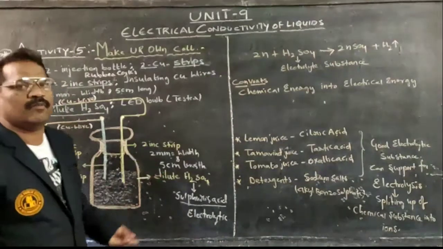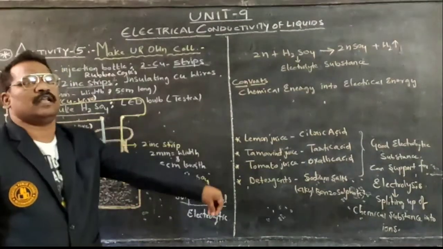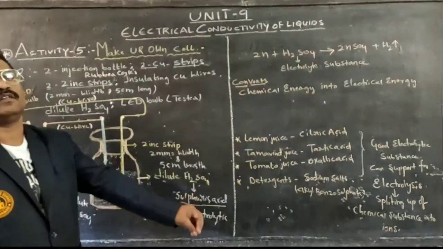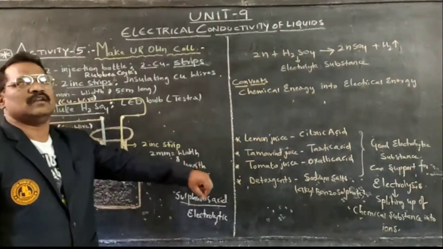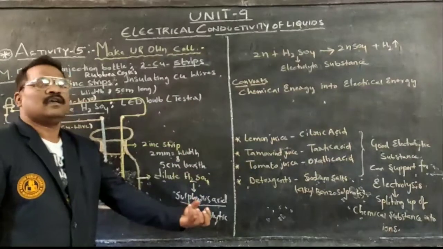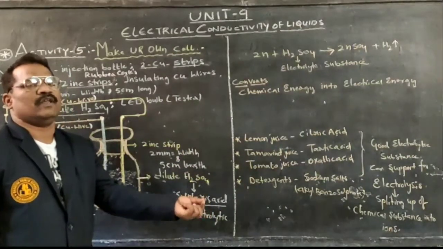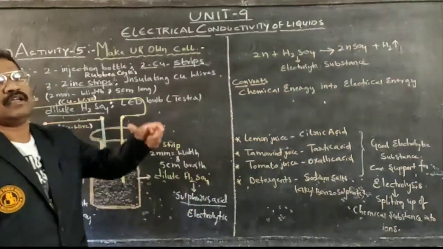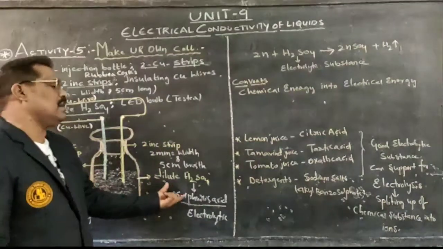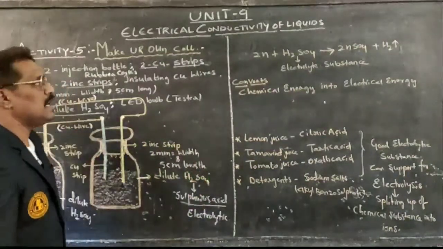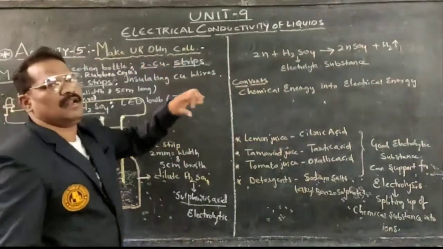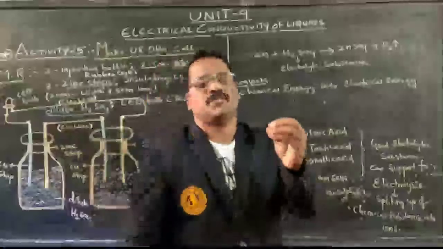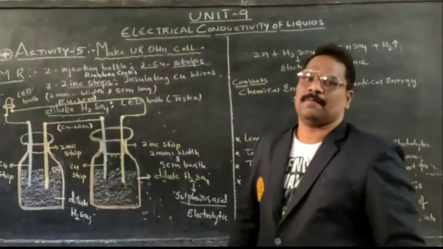What does dilute mean? Dilute means adding some quantity of distilled water to that substance and slowly stirring it. If we add a little quantity of liquid to it, it becomes dilute sulfuric acid. These are all the materials required to perform this activity.